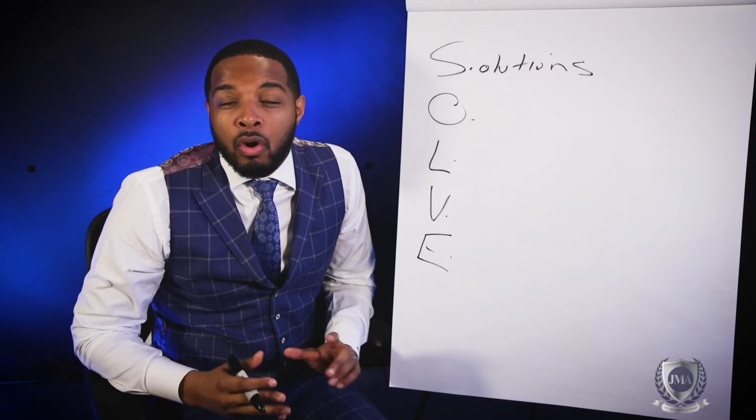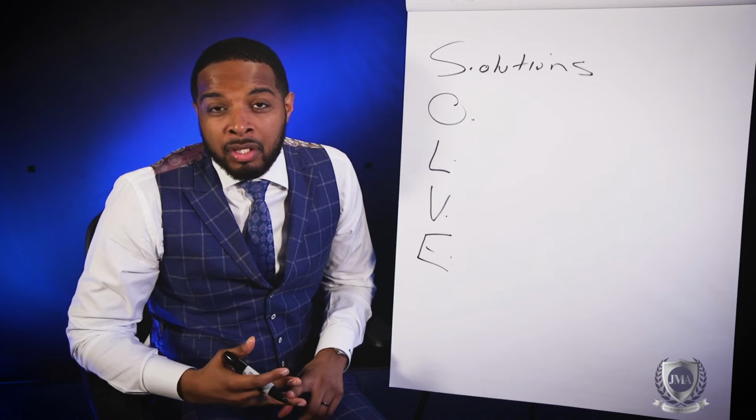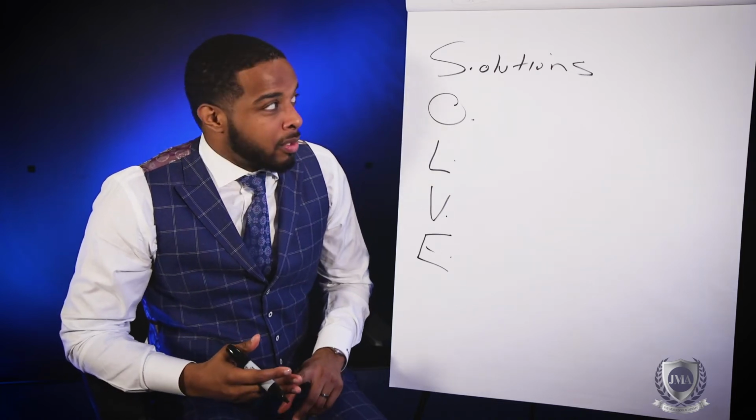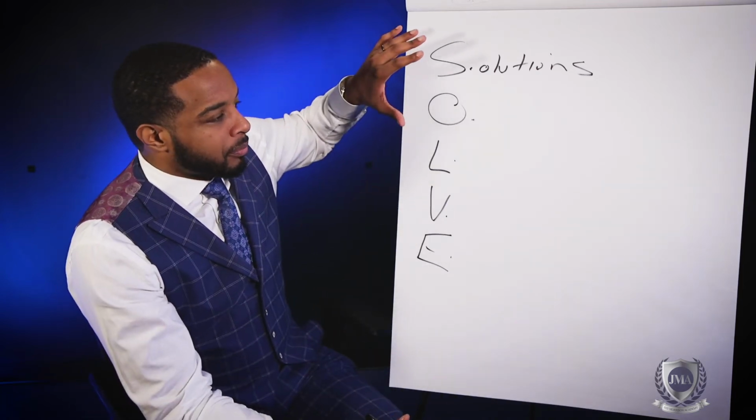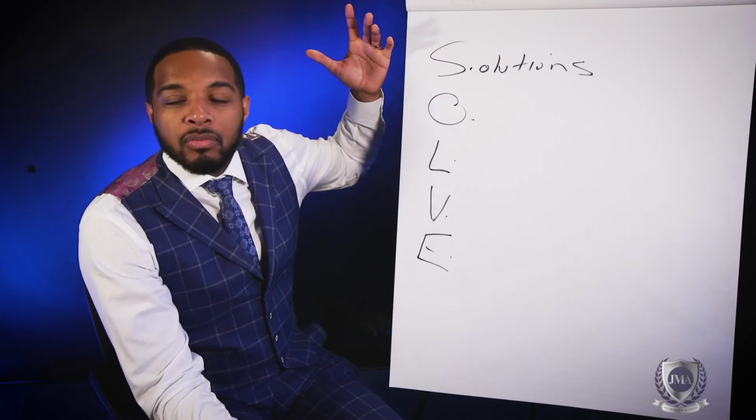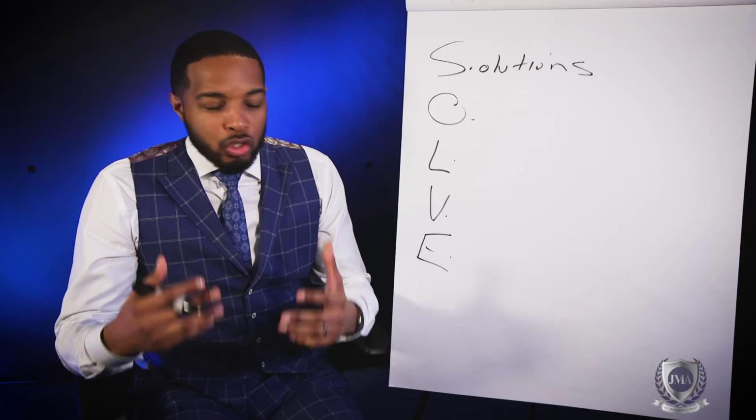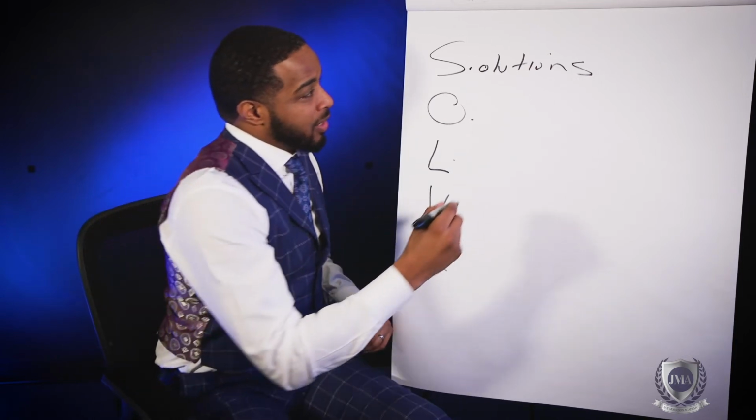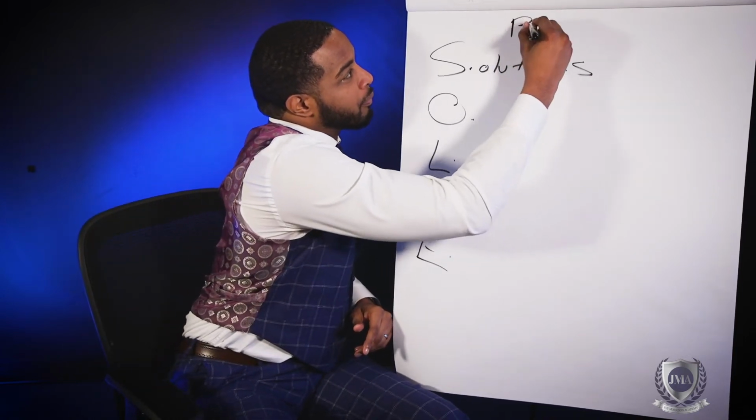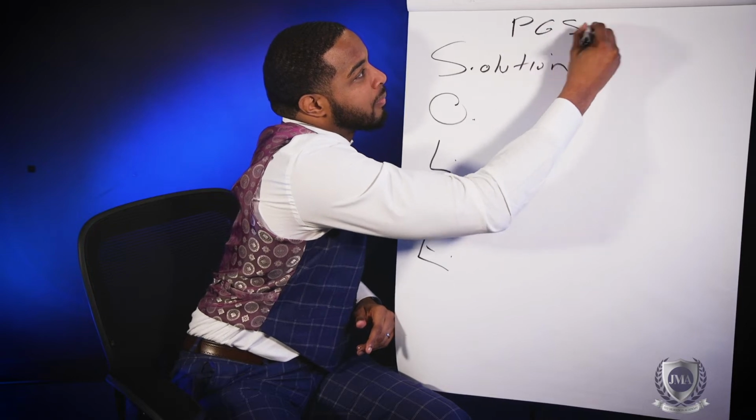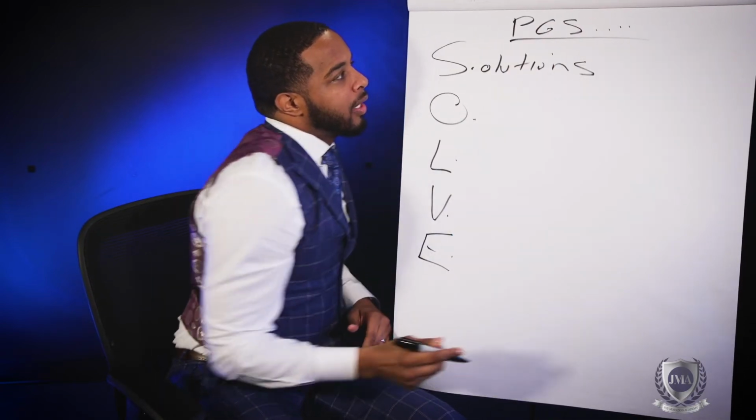The first thing we talked about are the PGSs, the products, goods, and services. If you don't know what you're selling or what you're offering the world, there's no way to bring in any revenue. So you must identify the PGSs first, right? So products, goods, and services. Here's how we find them.